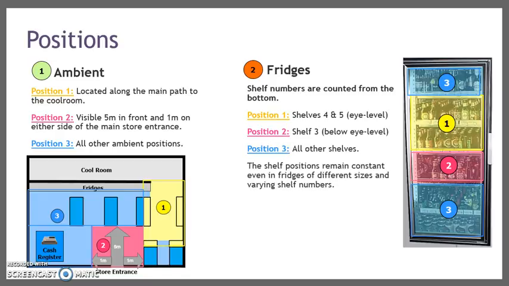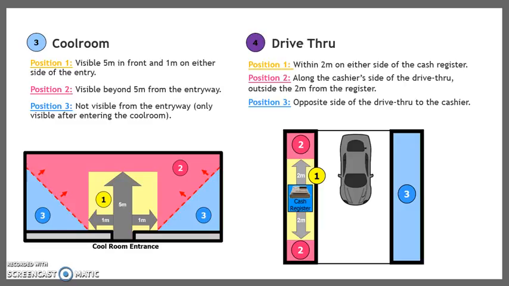For example, our 6-shelf fridge pictured here has shelves 4 and 5 as position 1, shelf 3 as position 2, and the remaining shelves 6, 2 and 1 as position 3. A 4-shelf fridge would have shelf 4 as position 1, shelf 3 as position 2, and shelves 2 and 1 as position 3.